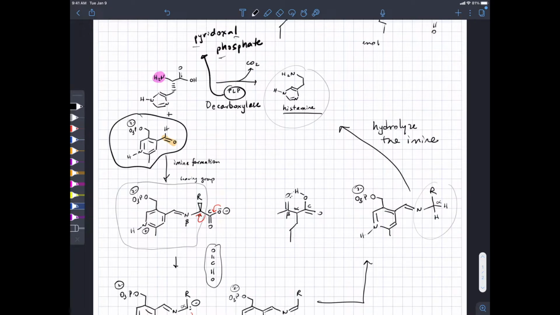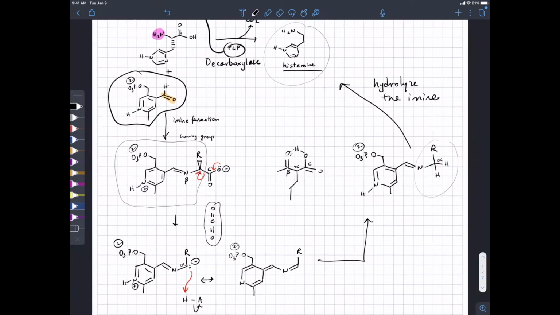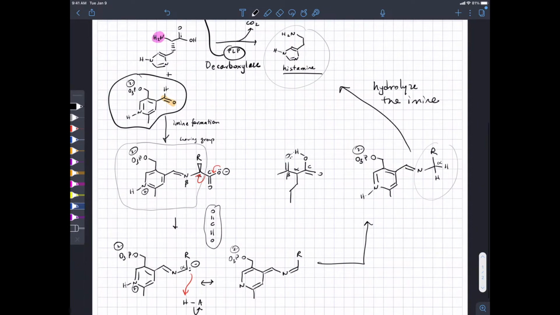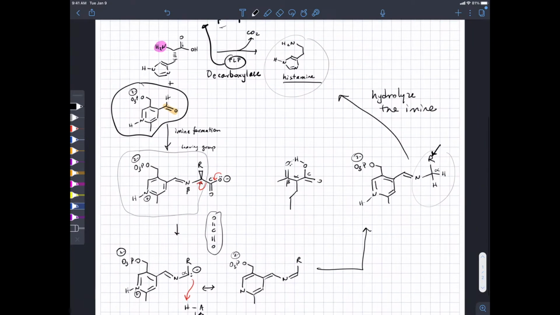What else? Yeah? So that circled part becomes the histamine. Where does the 5-membered ring come in? That's the side chain, sorry. So I started, after this point, I abbreviated the side chain as an R group. Yeah. What else?